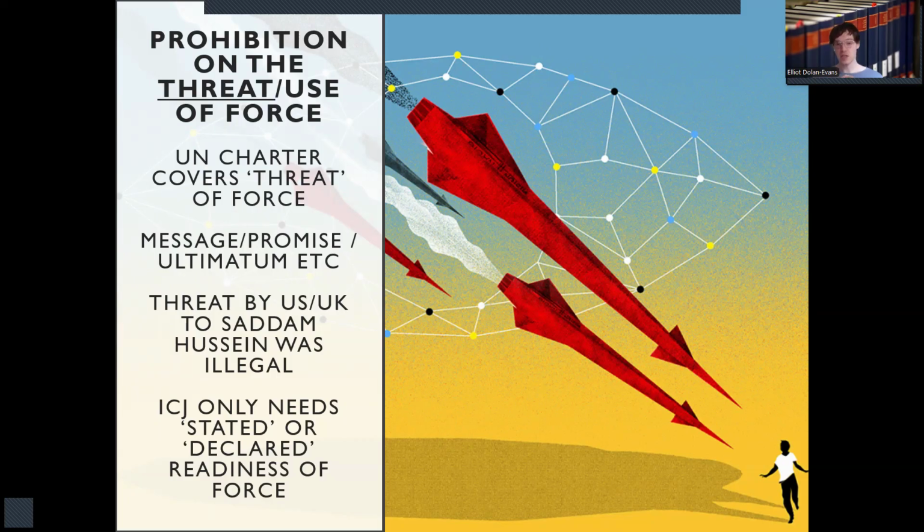But on the basis of the International Court of Justice depiction of threats of force in the Nuclear Weapons Advisory Opinion, while the threat would need to be coercive in nature, there would not seem to be the need for it to be accompanied by a particular demand or ultimatum, despite the fact that this would normally be the case given the very nature of threats. However, all that the ICJ seemed to require was a stated or declared readiness to use force.